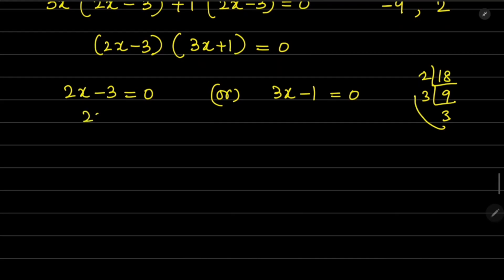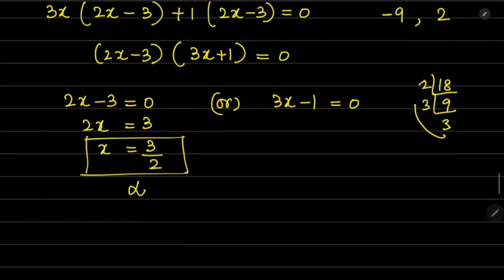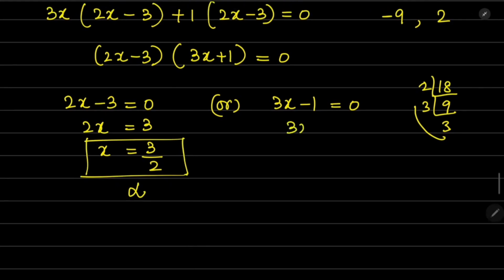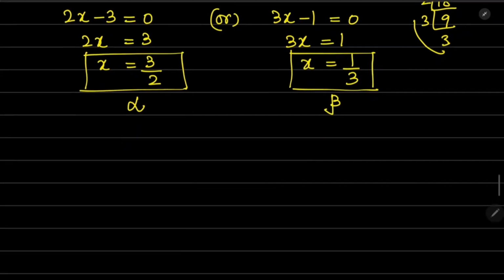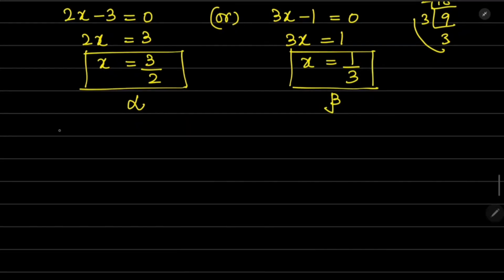So 2x equal to 3 and x is nothing but 3 by 2. Okay, so this is the first value. Let it be alpha. And the other value is 3x equal to 1 and x is nothing but 1 by 3. So this x value, let it be your beta. Okay, now let us verify the relationship. So what have we got? We have got the zeros as alpha equal to 3 by 2 and beta equal to 1 by 3.